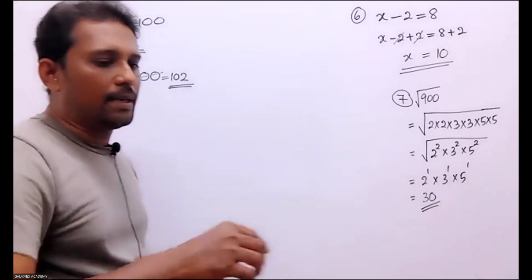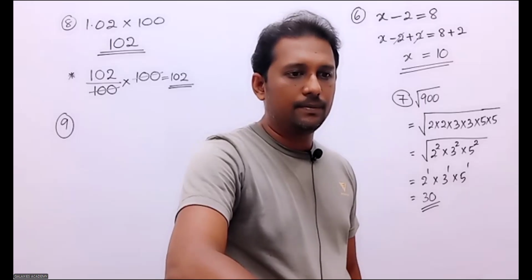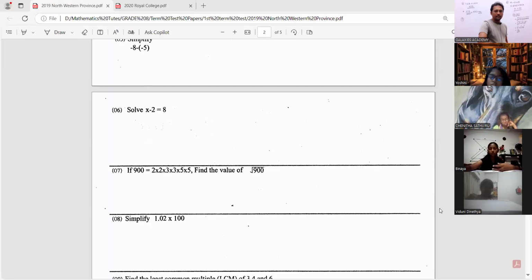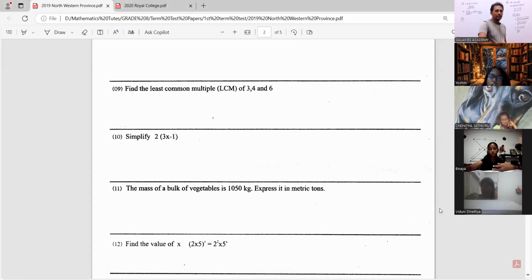Right, then let's go to the ninth question of this paper. Question number 9 given. Find the LCM of 3, 4 and 6. Find the LCM, least common multiple, of 3, 4, 6.